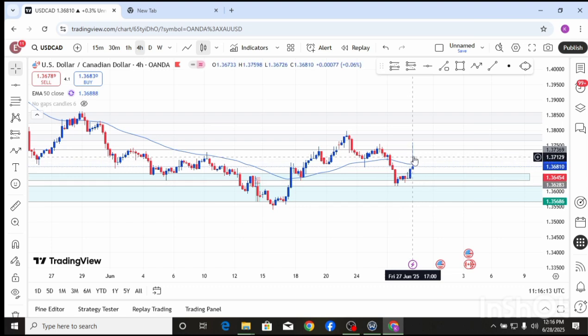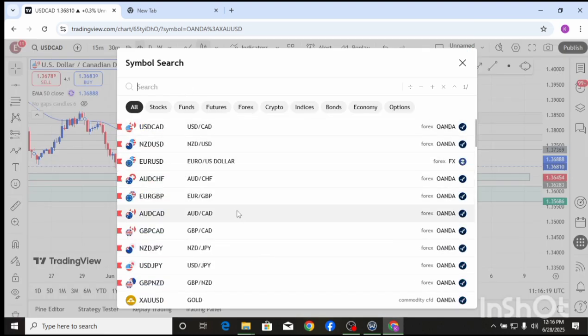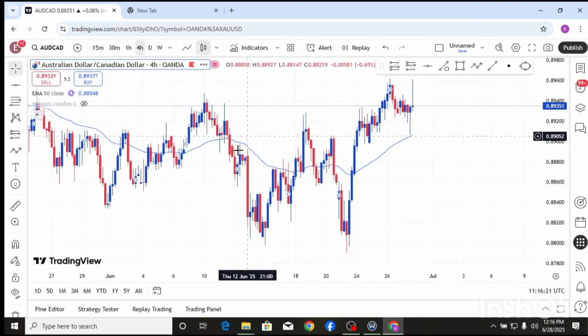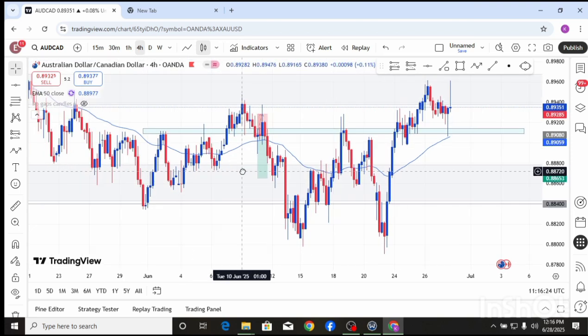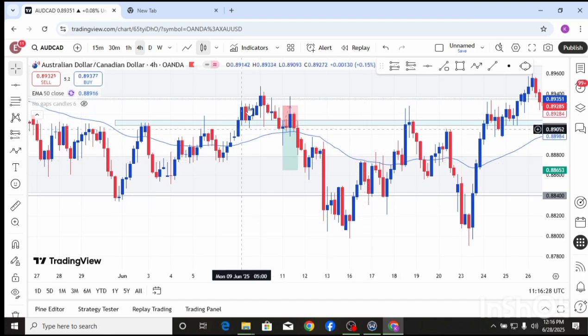Now it's retesting it. Now this wick you're seeing here, some people see this wick and are afraid of entering the market, but I've actually seen it happen before and actually profited on it too. Let me show you AUD CAD. So AUD CAD, keep in mind the same thing happened here.